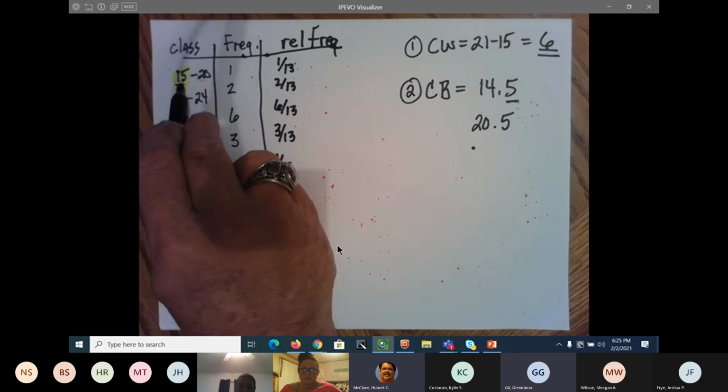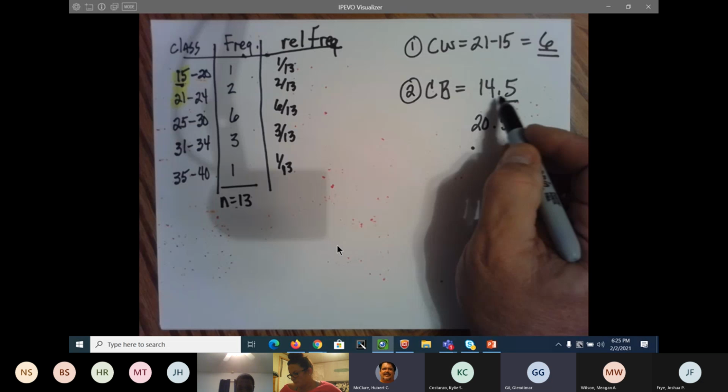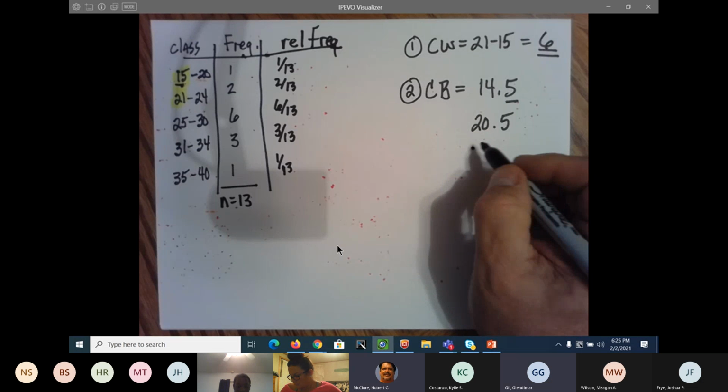All right, what comes before 15? 14.5. 14, but you can't use the whole number, you got to use the 10th. So that's why I got 14.5. So the class boundary is always going to be like the first number of the class? Yes. Okay.